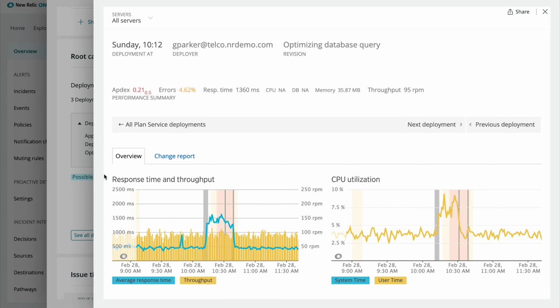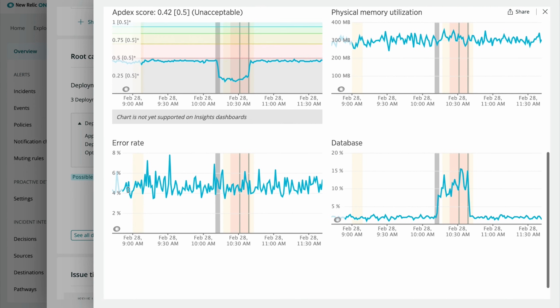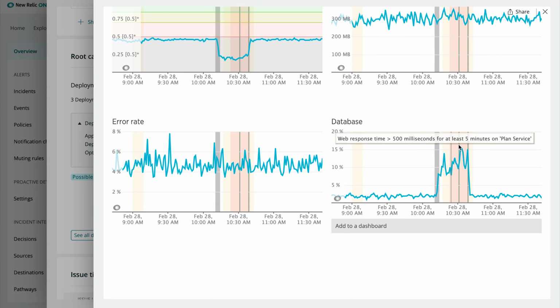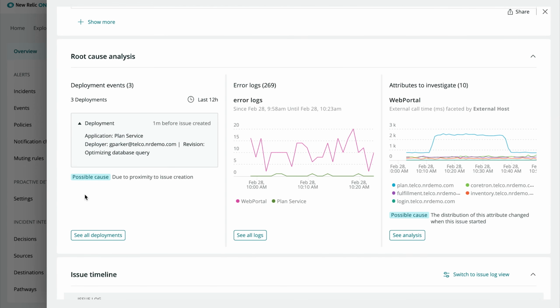Here we can see the response time and throughput, CPU utilization, the AppDeck score, physical memory utilization, error rate, and database. These gray lines, these are the deployments we're looking at. Here the deployment to optimize the database query, the hotfix, and the rollback. Looks like we nailed it at root cause with this issue. It was that first deployment at 10:12.